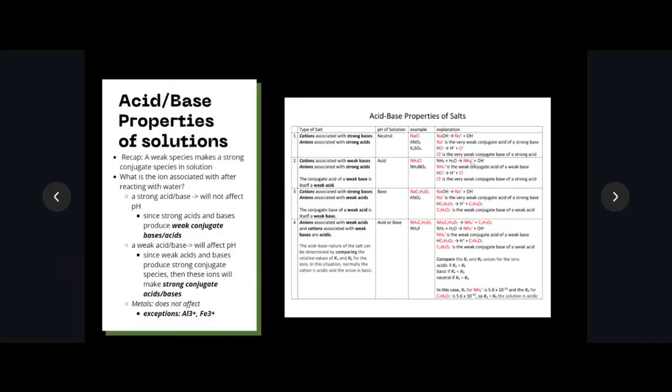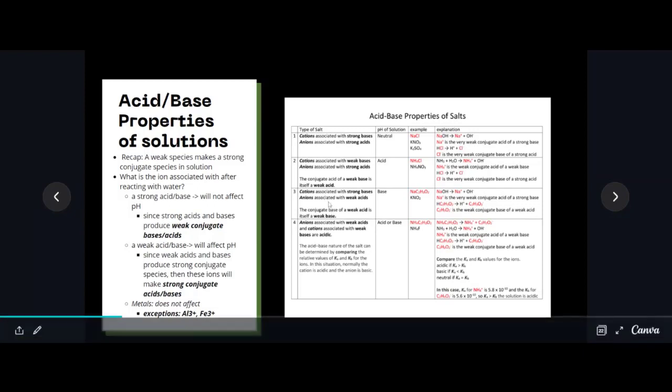So how do we get NH4+ in solution? Well, NH4+ is the byproduct of the base NH3 plus water. Since NH3 is a base, it's going to take an H from the water, forming ammonium, which is NH4+, and leaving the residue of hydroxide ion. Since NH3 is a weak base, we know that weak bases make stronger conjugate acids in solution, and NH4+ is the stronger conjugate acid. Therefore, we can say that the solution is going to be acidic.